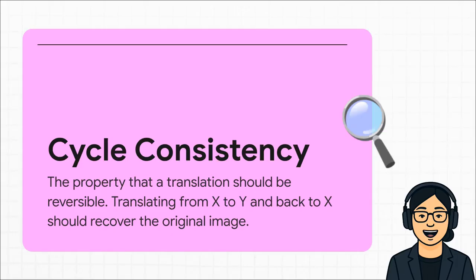And that's the big breakthrough. It's formally called cycle consistency. It's this simple but really profound idea that any good translation has to be a two-way street. If you go from A to B, you should be able to get right back to A without losing the important stuff.